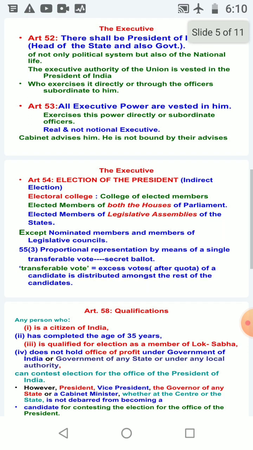Now, we will also understand the next slide. The president is elected for a period of 5 years, but there is no direct election by the people. He is elected indirectly. This means that the president is elected not by the ordinary citizens but by the elected members of legislative assemblies and members of parliament. This election takes place in accordance with the principle of proportional representation with single transferable vote.